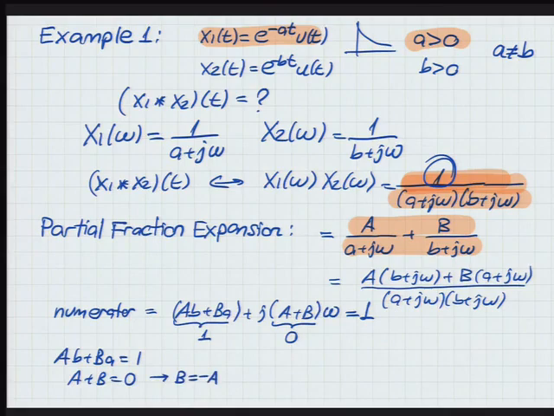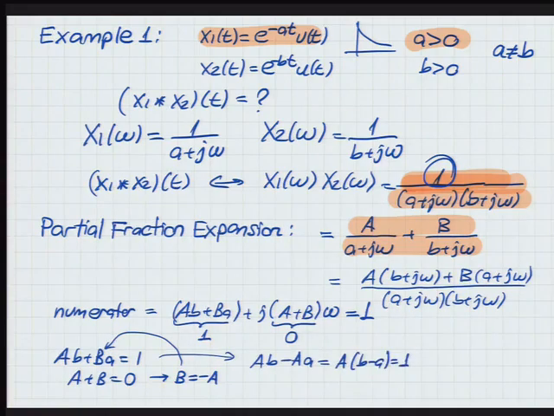I can go back and substitute B back in here, and that way I get little b minus little a times A, equal to 1. Okay, so that means A is equal to 1 over b minus a, and B is equal to negative 1 over b minus a. Little a and little b were the givens, so we were looking for big A and big B, right? And that is the solution.